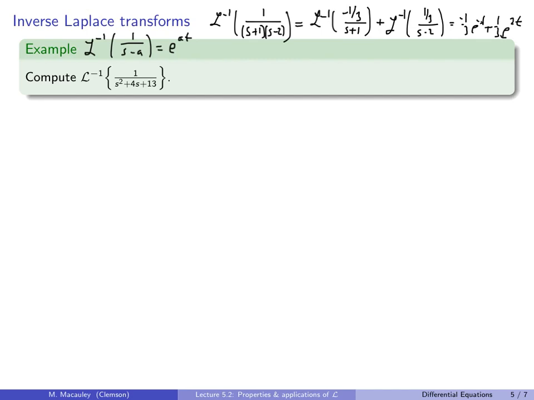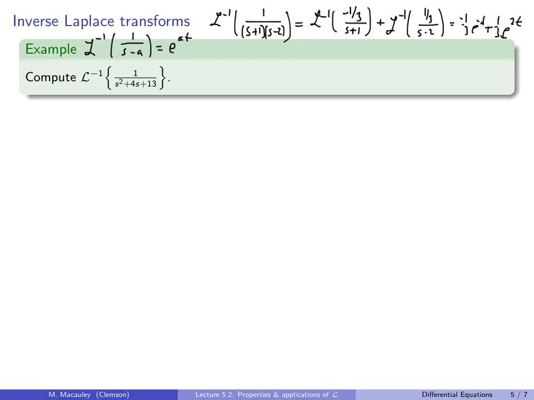So next question is, what happens if this thing on the bottom of the fraction doesn't factor? So that's the problem here. Here's a sample problem. Let's compute the inverse Laplace transform of this. It's not clear how to approach this, but once I show you, I think you'll see how to do it from then on.